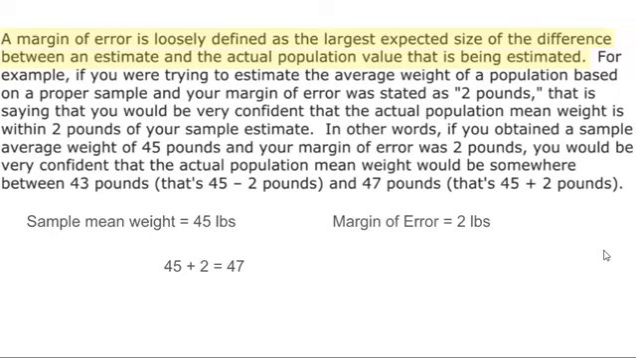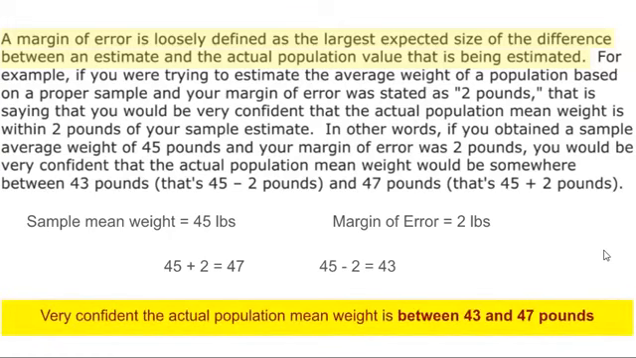What you do with the margin of error is you add it to the sample mean and you subtract it from the sample mean. And now we have this window. And we can be very confident the actual population mean weight would be between this 43 and 47. So margin of error is the largest expected size of the difference between the estimate, that would have been this sample mean, and the actual population value that is being estimated.